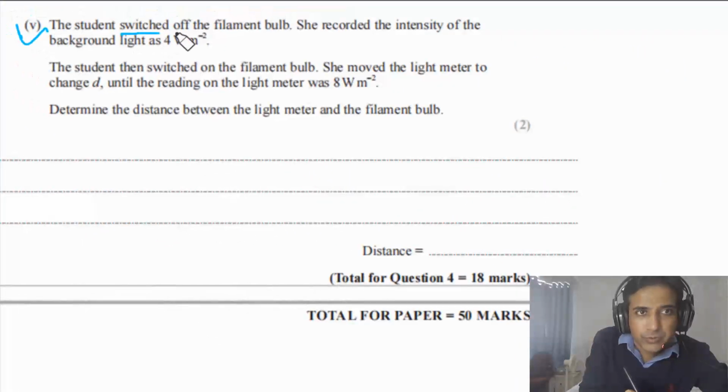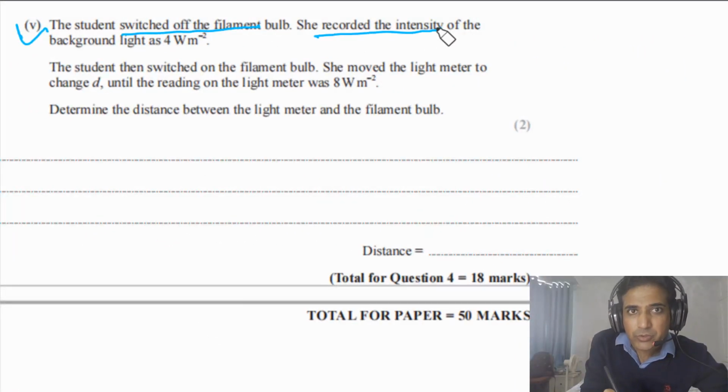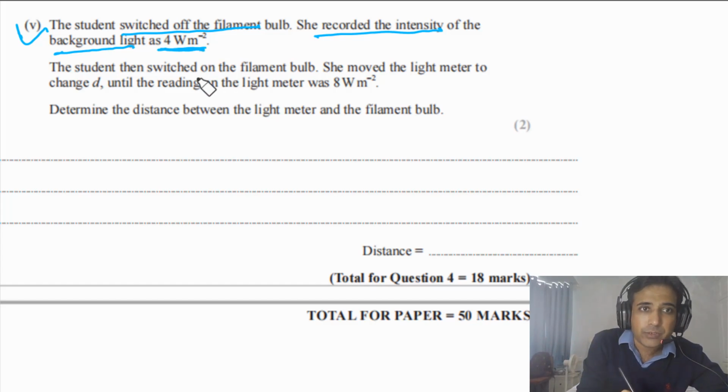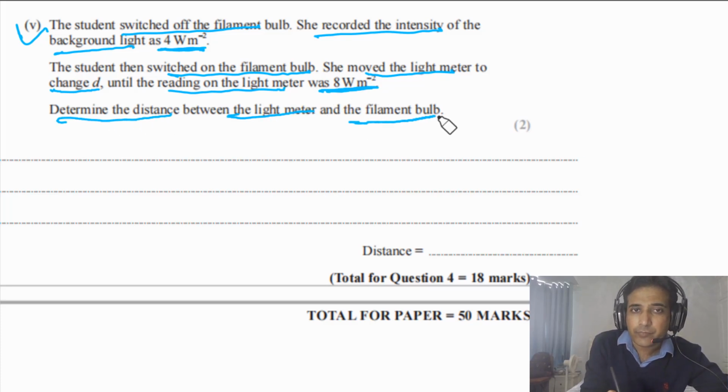Part 5 says the student switched off the filament bulb. She recorded the intensity of the background light as 4 watts per square meter. Switched off the filament bulb means when the filament bulb is not there, what is the intensity of the background light? That is 4 watts per square meter. The student then switched on the filament bulb. She moved the light meter to change D until the reading on the light meter was 8 watts per square meter. Determine the distance between the light meter and the filament bulb.